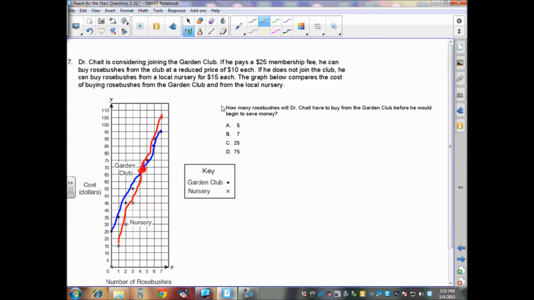Okay, and they want to know how many rose bushes will he have to buy from the garden club before he would begin to save money. So the garden club, and we need to know this number here. Okay, and it looks like that X is right around 5. That's the closest. And then after 5, he begins to save money.